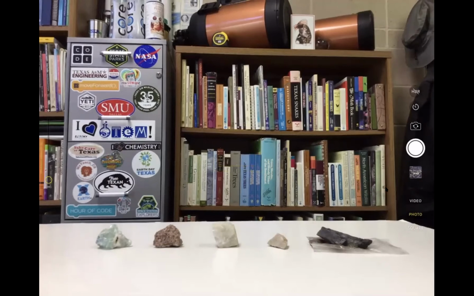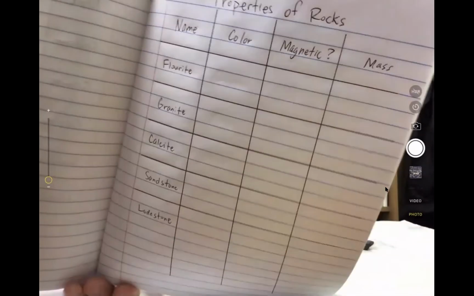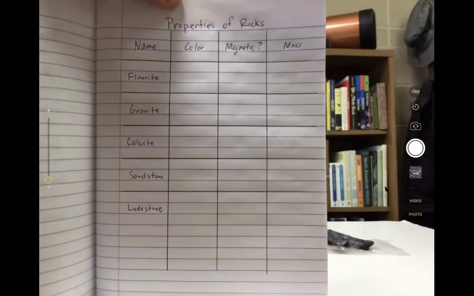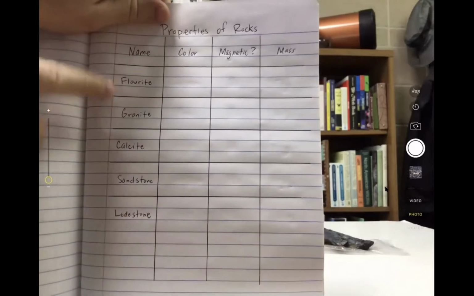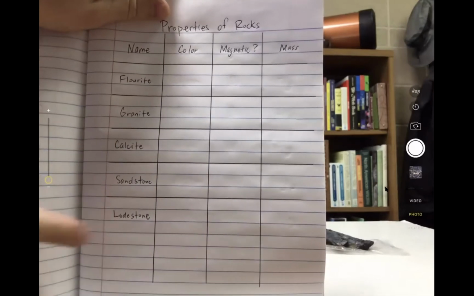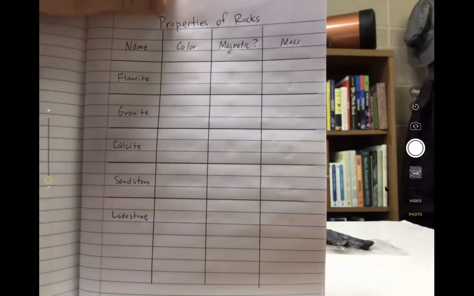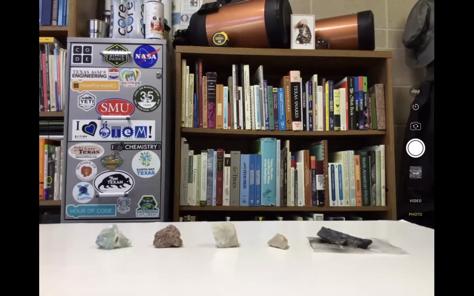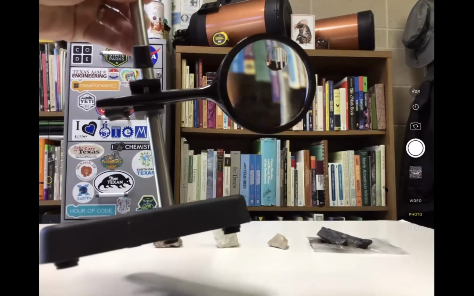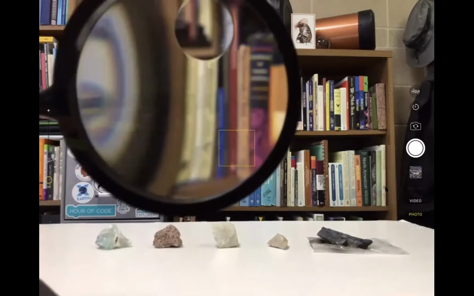So the first tool I'm going to show you is actually my science notebook. You can see I titled this table here, Properties of Rocks, and I've named my rocks fluorite, granite, calcite, sandstone, and lodestone. And we're going to look at the color of them and some other details of them too, which brings me to my second tool, which is a hand lens. I've got that in a little holder right here. There it is, my hand lens, and I'm going to stick this in front of the iPad so that you can see it.